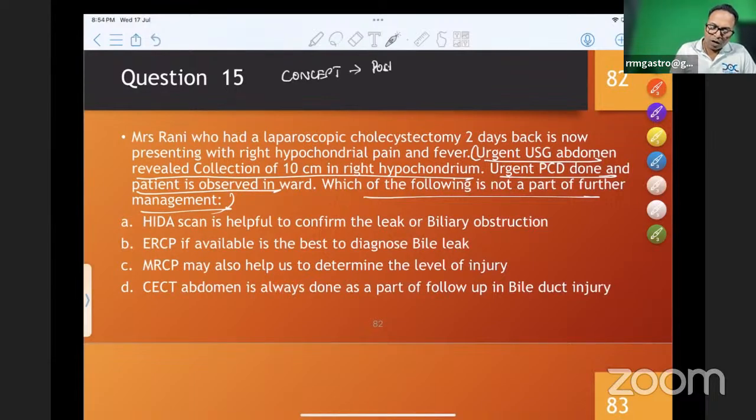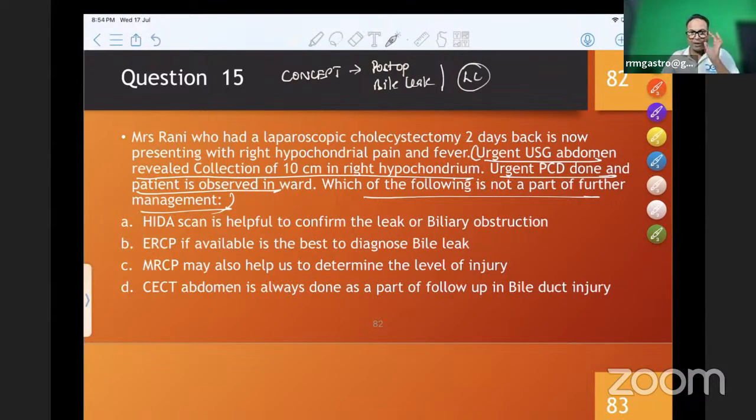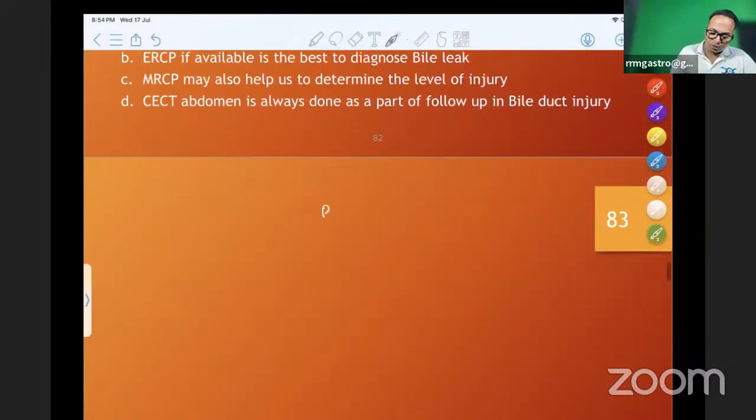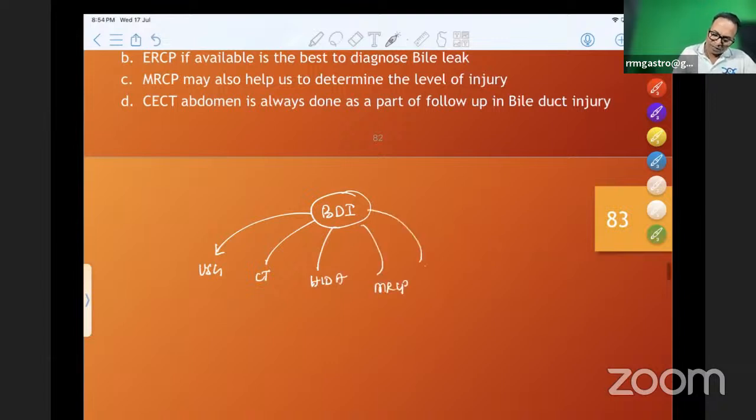The concept is post-op bile leak following a laparoscopic cholecystectomy. One of the major complications, post-operative bile leak. When the patient comes to you, the first investigation is ultrasound. Ultrasound shows collection. You should immediately do percutaneous bile drainage. Now, how can I diagnose bile duct injury? Bile duct injury can be detected by all the investigations. Ultrasound, yes. CT scan, yes. HIDA scan, yes. MRCP, yes. ERCP, yes. Bile leak from the bile duct can be detected by all the investigations.